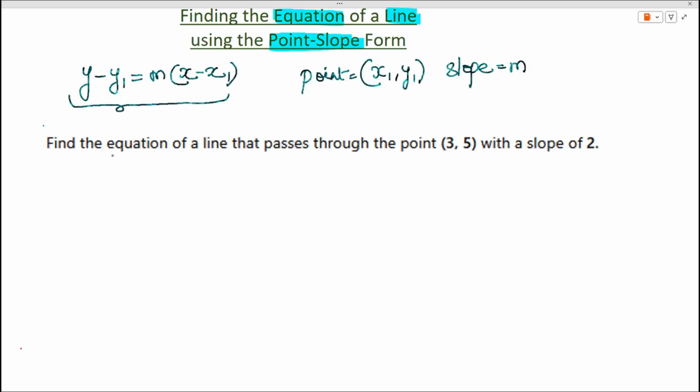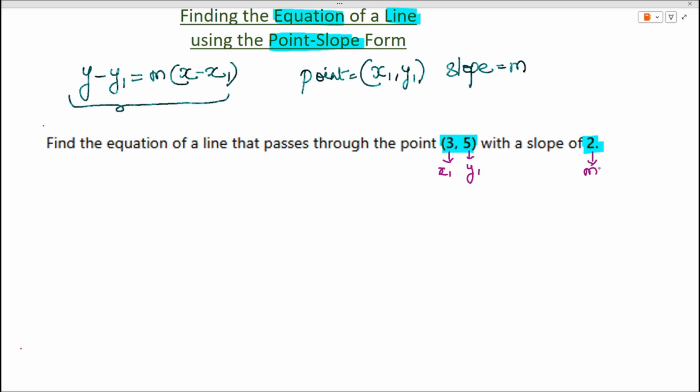The question here says to find the equation of a line that passes through the point 3, 5 and has a slope of 2. We need to have a point and we need to have the slope to be able to use the point slope form. So 3 is our x1, 5 is the value of y1, and 2 is the slope represented by m.